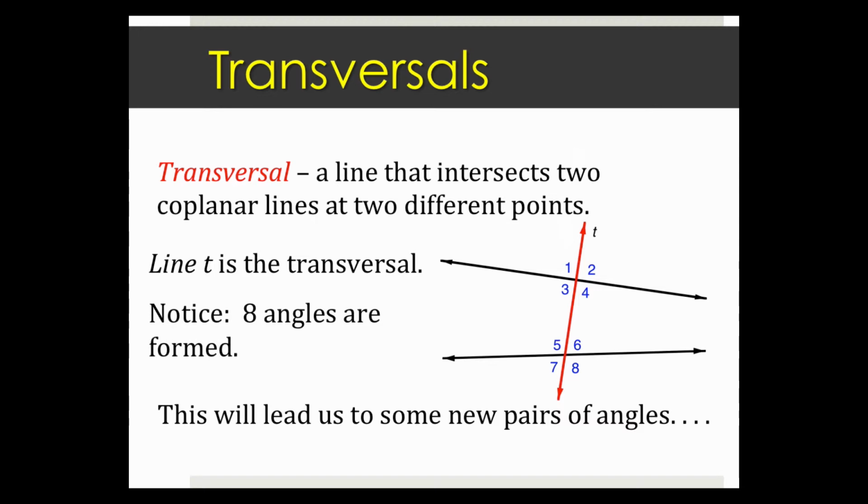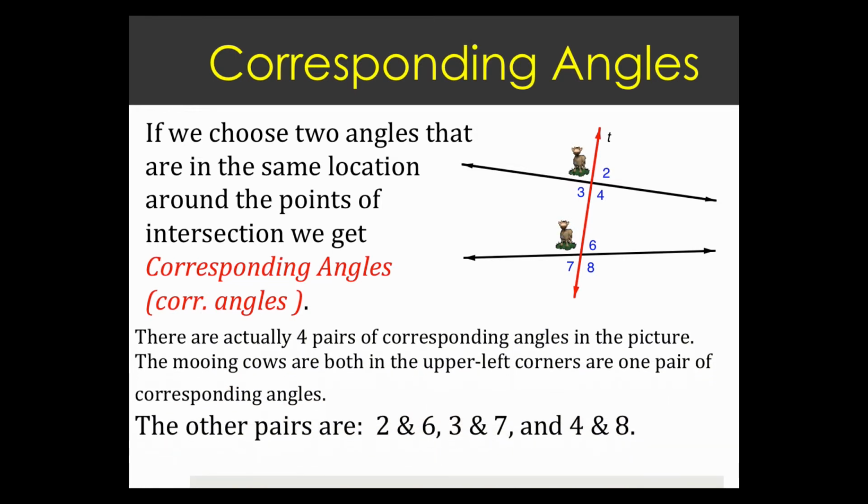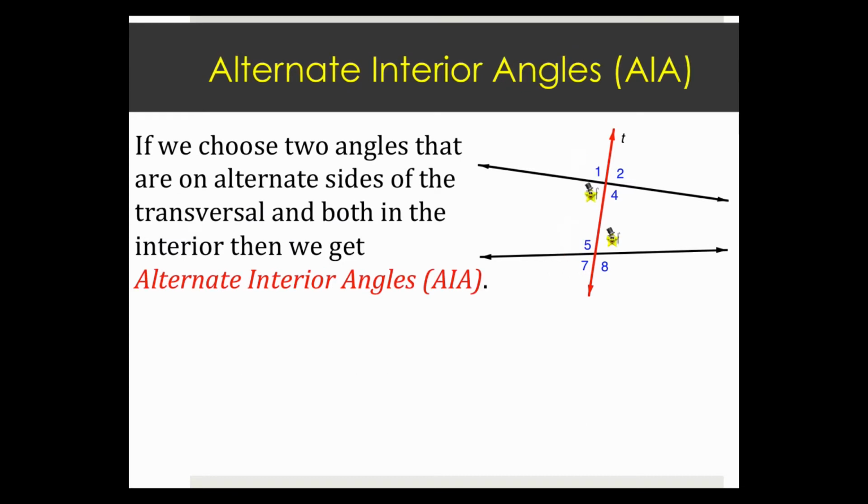How do you write it for corresponding? CORR period, and then angles. Good? All right. Next pair. We good with corresponding? Yeah, we did that already. Next pair.